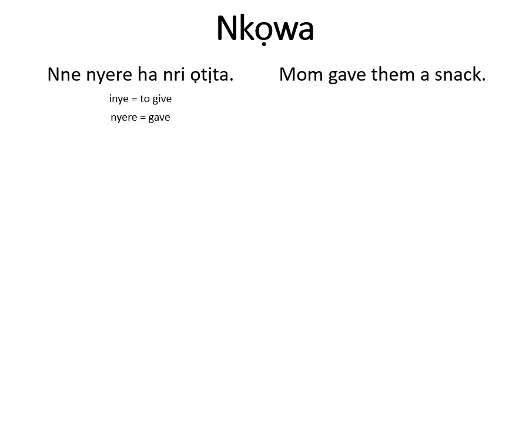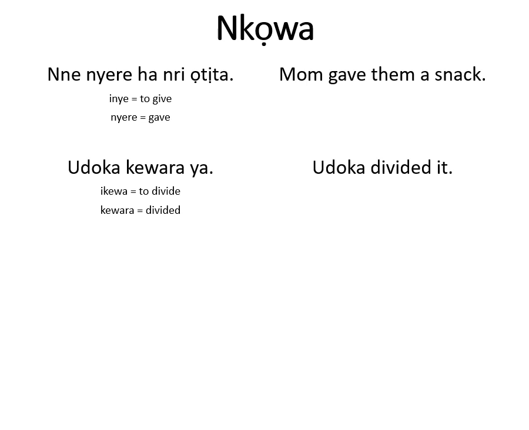Okay, so nne nyere ha nri ọtịta. Mom gave them a snack. Inye is to give, nyere is gave. Nne nyere ha nri ọtịta. Nri ọtịta is snack or snacks. Udoka kewara ya. Udoka divided it. Ikewa, to divide. Kewara, divided.